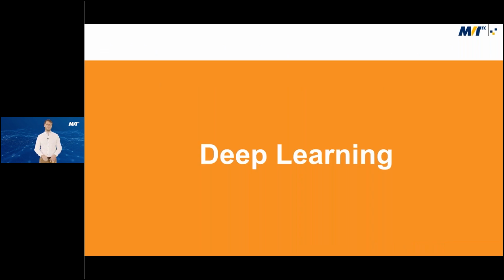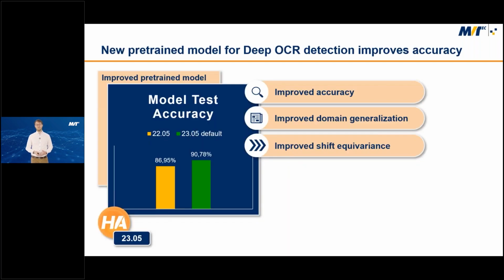Now, to sum up, we go back to the world of deep learning where we actually started. We also have a bunch of smaller features in this world. First of all, we have a new pre-trained model for deep OCR detection. So you can, of course, retrain your detection model now, but also our pre-trained detection model has been improved. So it has improved accuracy.